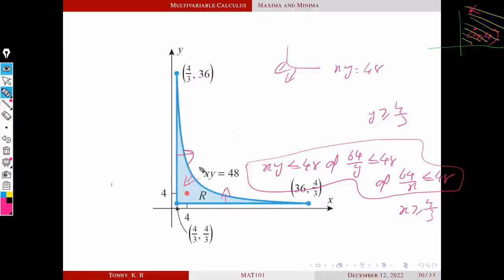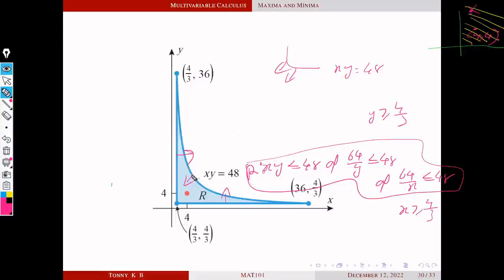And so the intersection of these three regions: one is xy less than or equal to 48, so this region, and above this one, and right side of this one. So it is clear that this new region, this is our R, is closed and bounded.